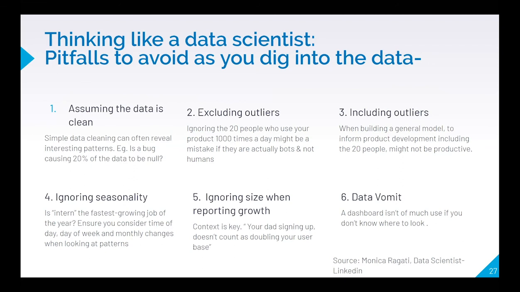Then there are funny insects we call outliers, and they skew your data in many ways. So sometimes you want to avoid excluding outliers. For example, if you ignore the 20 people who used your product 1,000 times a day, you might actually think that they're real humans when they are bots. Or when you include these 20 people in a model that you're trying to generate to inform building your products, then it means you build a product for bots and not actual human beings.